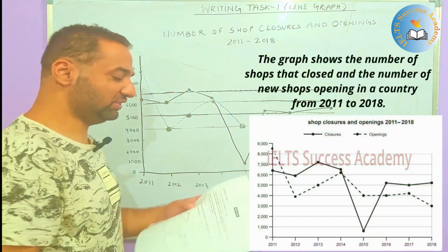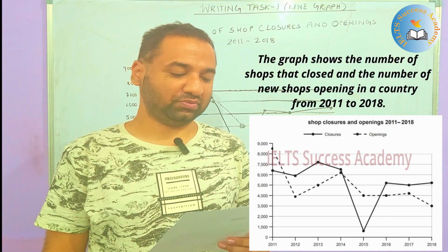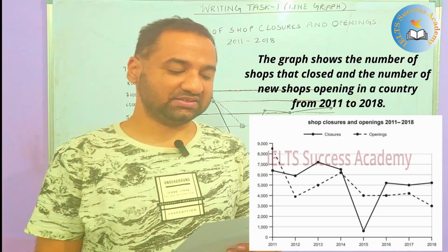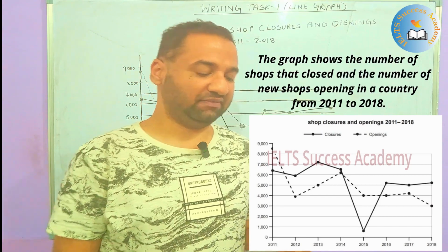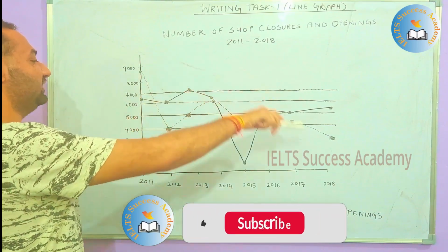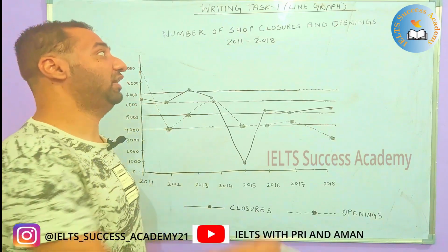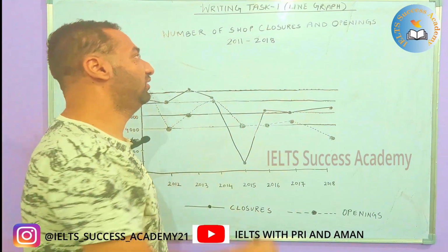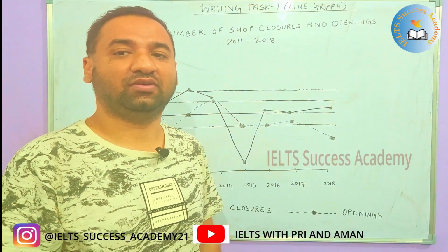It's a line graph. The question says the graph below shows the number of shops that closed and the number of new shops that opened in one country between 2011 and 2018. Summarize the information by selecting and reporting the main features and make comparisons where relevant. So the graph basically describes the number of new shops that closed and opened between the years 2011 and 2018.